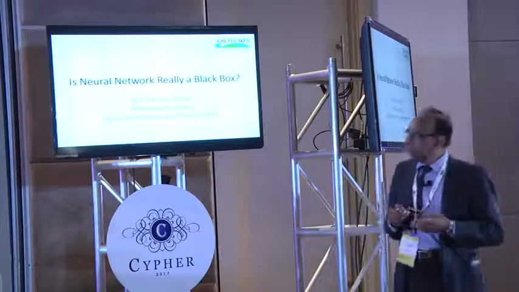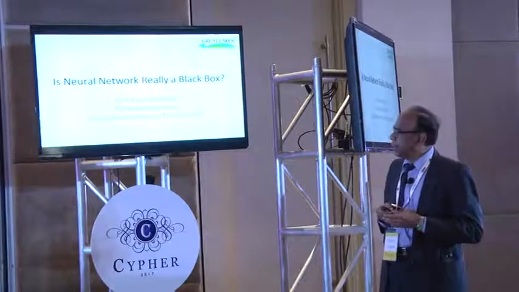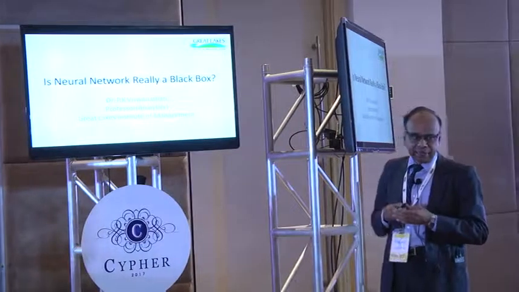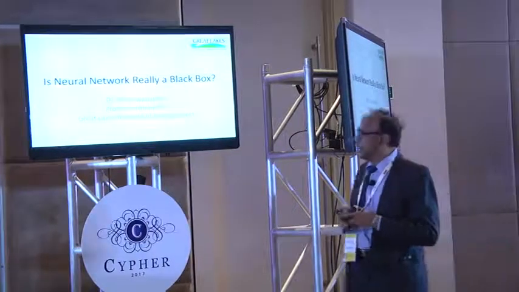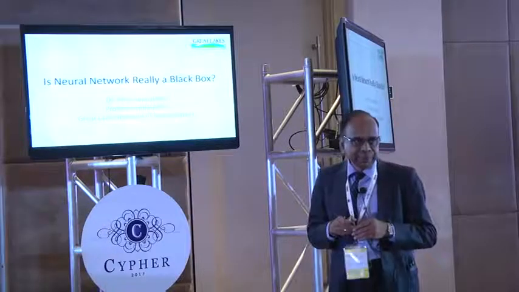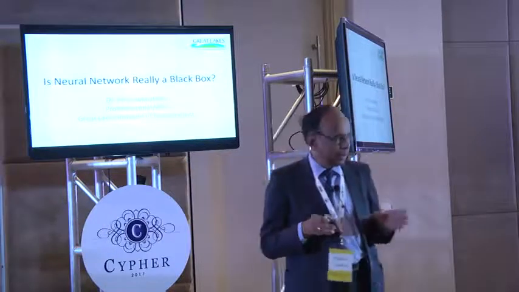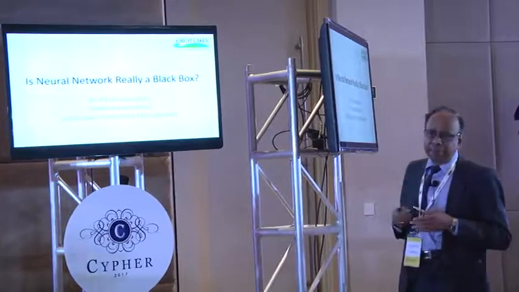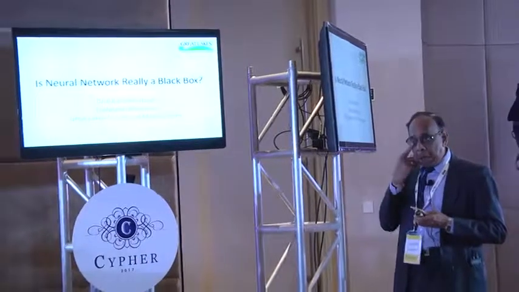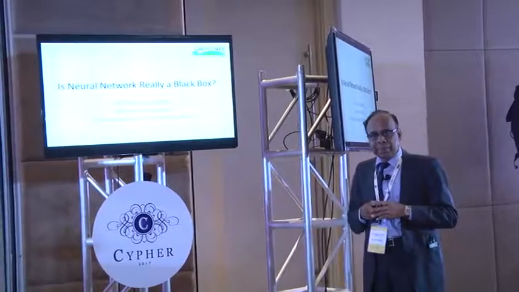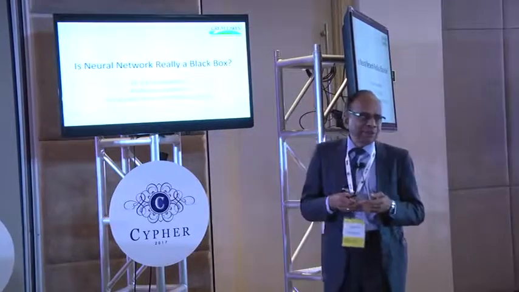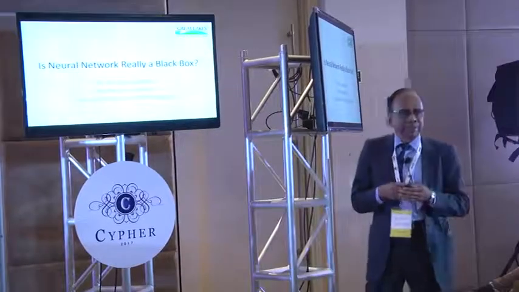I have chosen this topic because all of us say, at least the perception, that neural network is a black box. All of us say that. But is it really a black box or a white box, or not completely a black box but not a white box? So let me try to unravel some of the things.